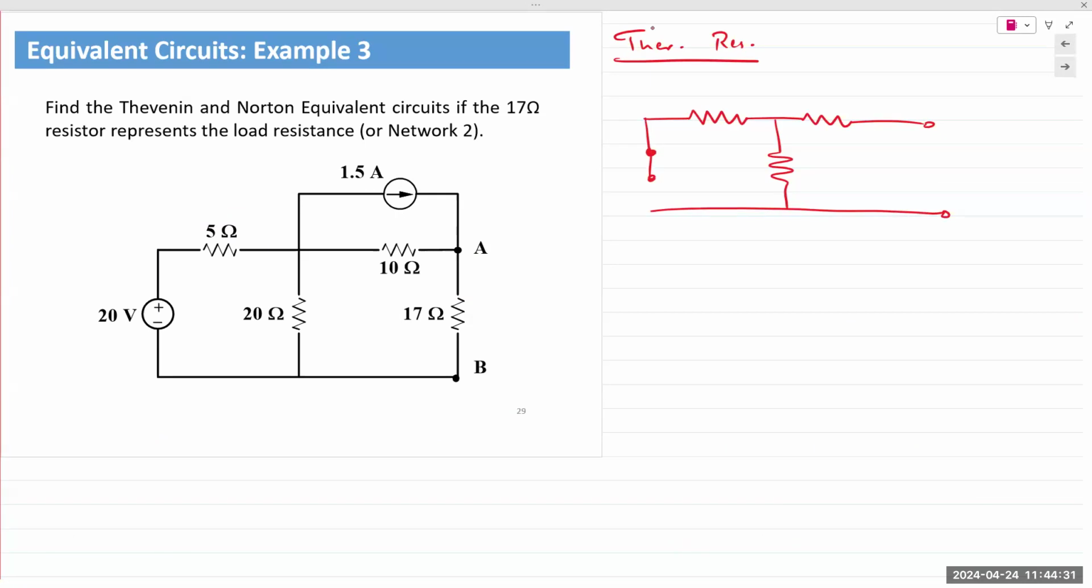Meaning the voltage source is replaced with a short. 5, 10 and 20, A and B, REQ.